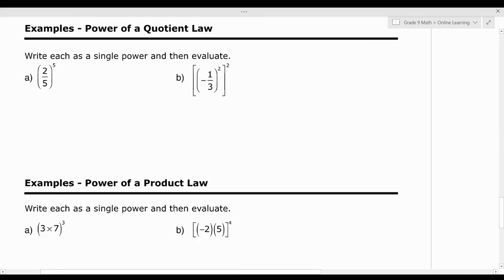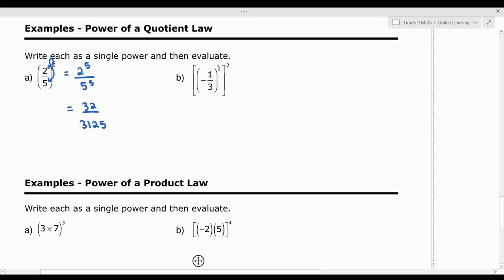Next, some practice examples. So write each as a single power and evaluate. So this time I have a quotient raised to a power or raised to an exponent. So my law tells me this 5 gets applied to the top and the bottom. So this would be like having 2 to the power of 5 over 5 to the power of 5. And then we could evaluate it, and that's like having 32 over 3,125.